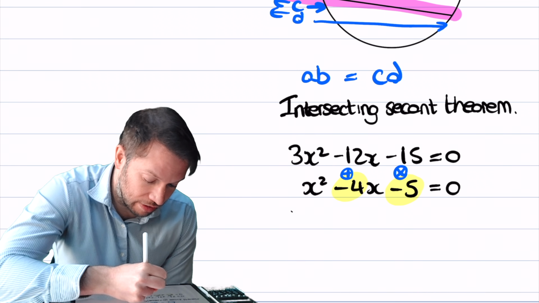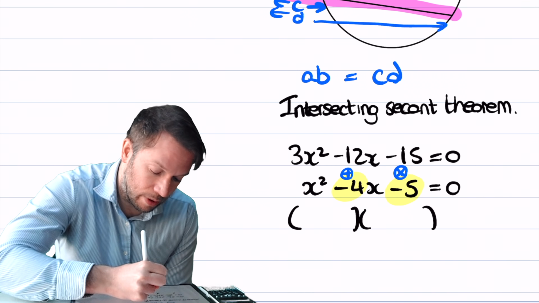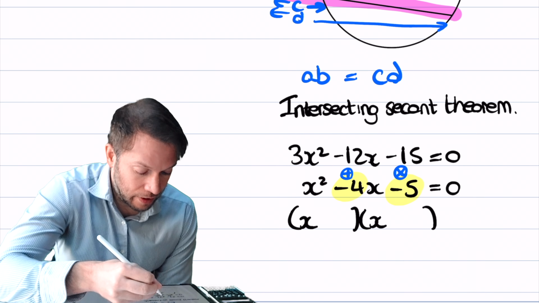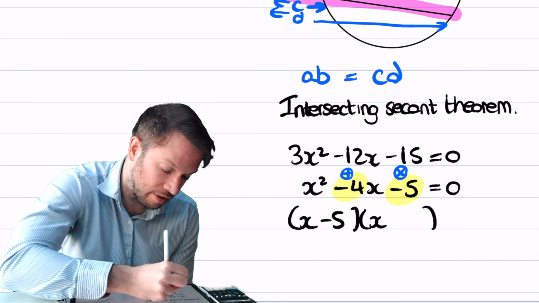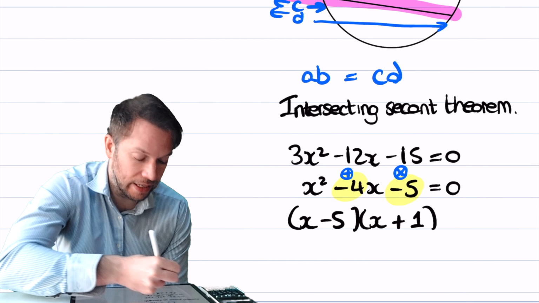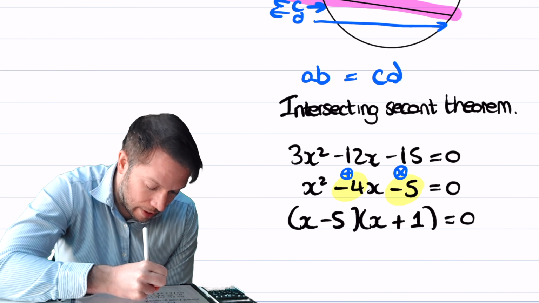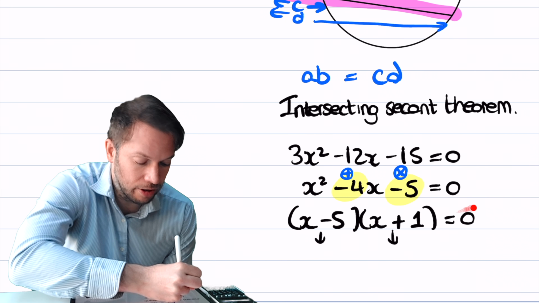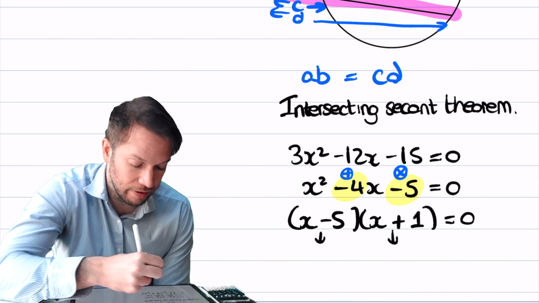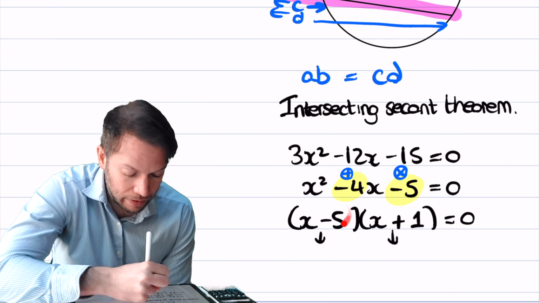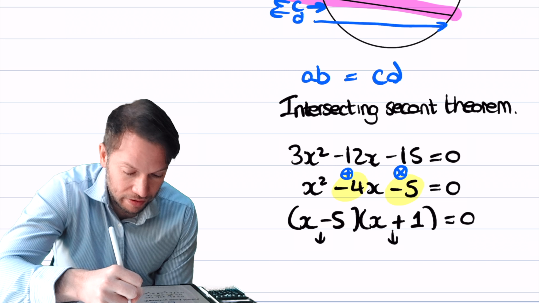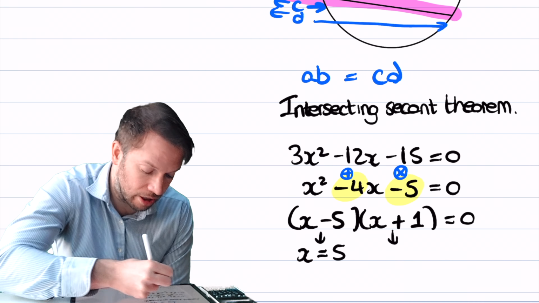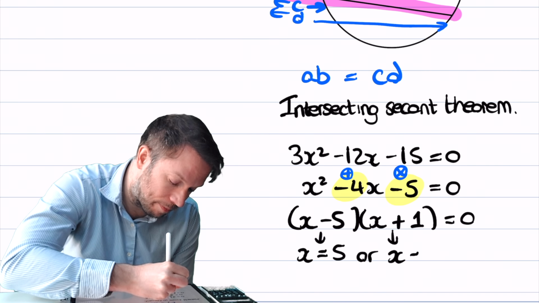So therefore the factorization, two brackets, we have x as the first thing of each bracket because it's a quadratic in x. And the two numbers were minus 5 and plus 1. So we put those numbers as the second thing of each bracket, either way around. And then what we do is we say, well, if the product of two things is equal to 0, then at least one of these things is 0. So if the x minus 5 is 0, 5 minus 5 would be 0, so x is 5. And for the other one, if x plus 1 was 0, then x is equal to minus 1.